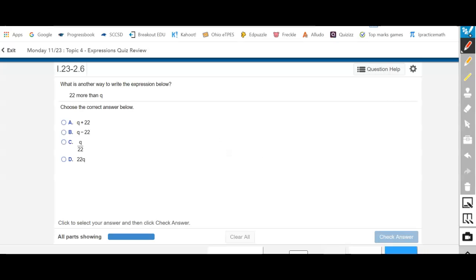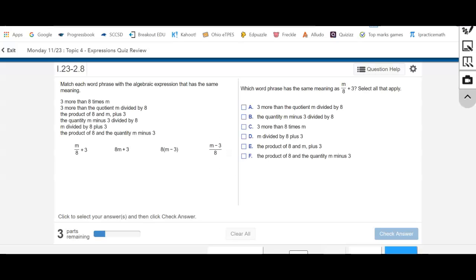Next one, what is another way to write the expression? 22 more than q. More than means addition. So we would add q plus 22. All right, here's some more translating.